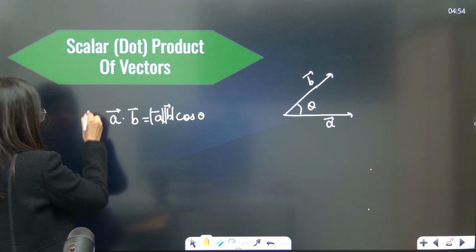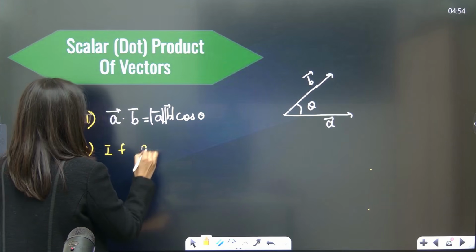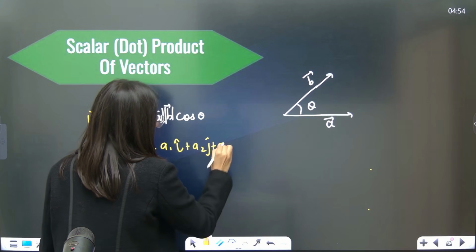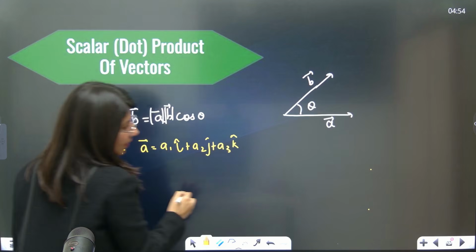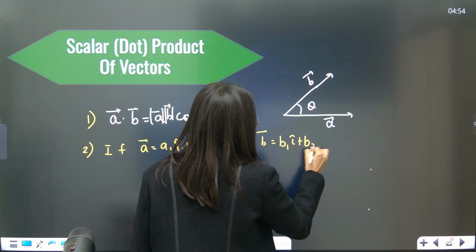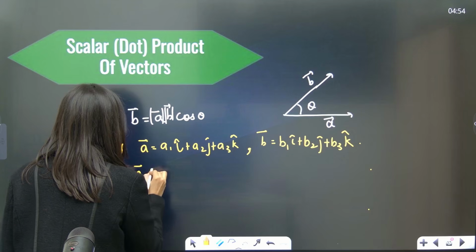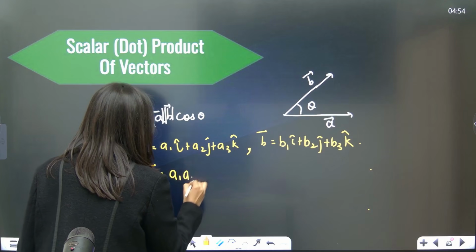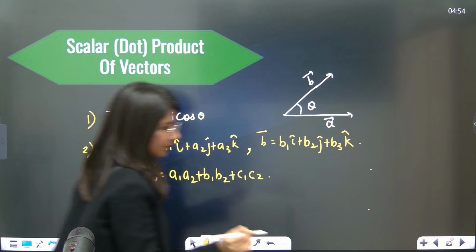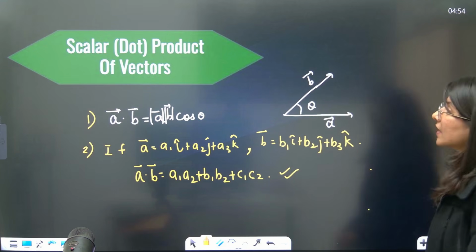Number one thing. Second thing which I want to let you know, that if A vector is A1 i cap plus A2 j cap plus A3 k cap, and B vector is B1 i cap plus B2 j cap plus B3 k cap, then A dot B is going to be A1 B1 plus A2 B2 plus A3 B3. This is how you calculate dot product if two vectors are given to you.